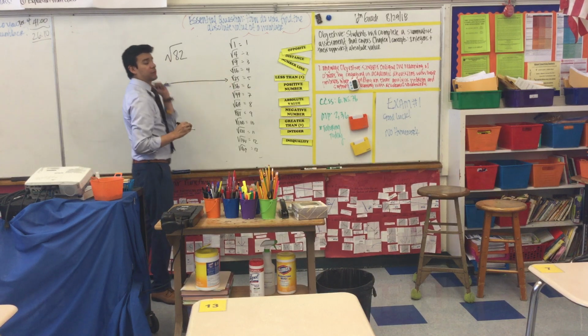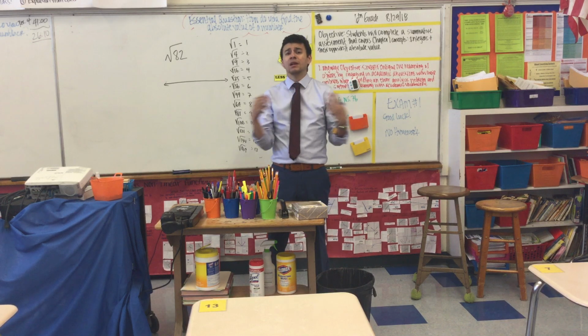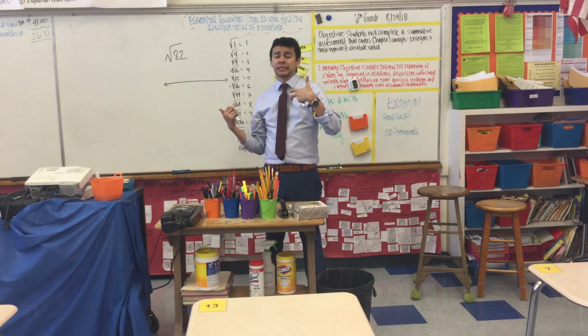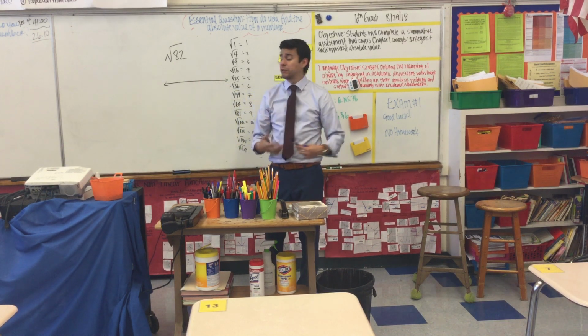This is called a non-perfect square root. Okay, it's a non-perfect square because you don't have two numbers that are the same that will give you the number inside the square root. This is also known as an irrational number for that given reason.